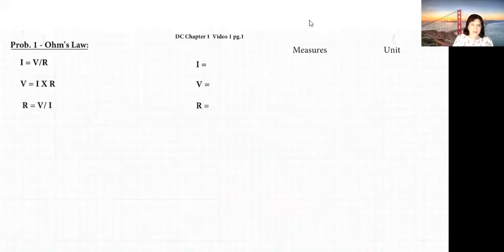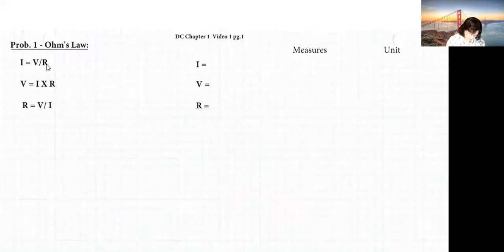So this is DC chapter 1. It's really summarizing chapters 1, 2, and 3. And we're going to start just to give you a general overview of what electronics is, okay? So the very first thing that you should know is what is Ohm's law?